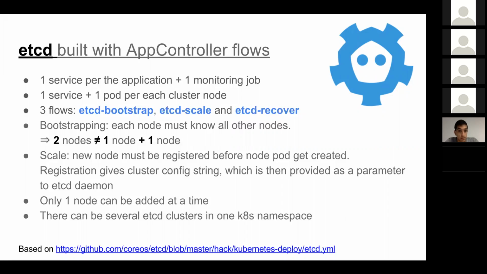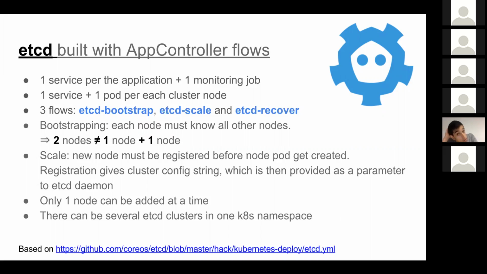Now etcd is an example of a multi-node application which cannot be reduced to just a replicated pod. For example, initial configuration requires that each node know all other nodes, and thus a two-node cluster has a different configuration from a three-node cluster. So you cannot just take one spec and deploy several copies of it. Another problem is that there should be a service for each of the nodes, so there's a need to replicate a set of resources rather than just a pod. The etcd application consists of three flows.